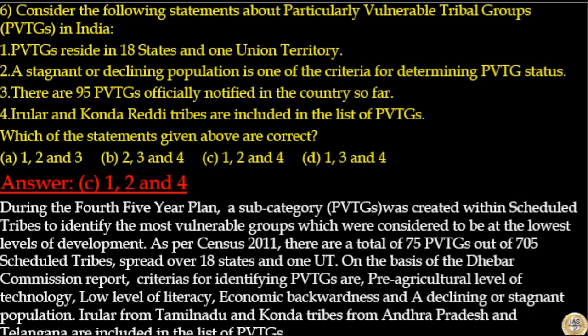On the basis of the Dhebar Commission report, criteria for identifying PVTGs are pre-agricultural level of technology, low level of literacy, economic backwardness, and a declining or stagnant population. Hence, statement 2 is correct. Irular from Tamil Nadu and Konda Reddy tribes from Andhra Pradesh and Telangana are included in the list of PVTGs. Hence, statement 4 is correct. So, here the answer to this question is option C.